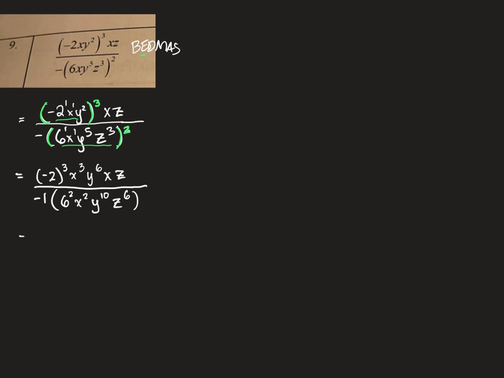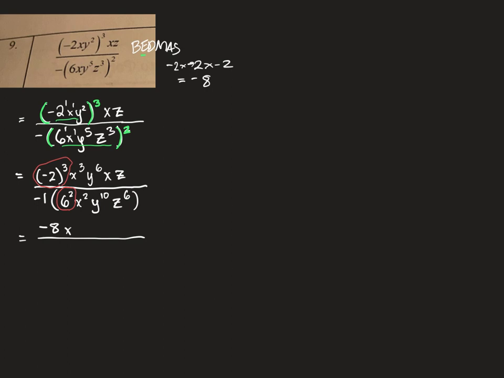Alrighty, now let's see what we need to do next. How about we simplify those numbers? See those numbers, -2 cubed and the 6 squared. Let's write those as actual numbers instead of powers. So -2 cubed would be -2 times -2 times -2. Negative times negative times negative will turn out to be negative, and 2 times 2 times 2 will be 8. So that becomes -8.